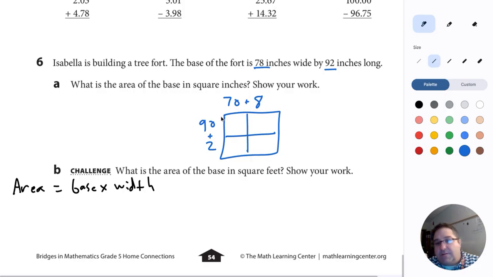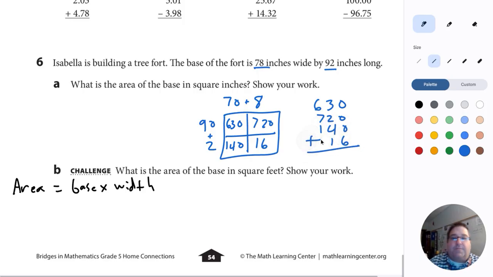70 times 9. Again, 9 times 7 is 63. Place a 0. 90 times 8. Well, 9 times 8 is 72. Place a 0. 70 times 2. 7 times 2 is 14. Place a 0. And then 2 times 8 is 16. So now that we know our pieces, we can simply just add these. And you're good. Now it says, what is it in square feet?